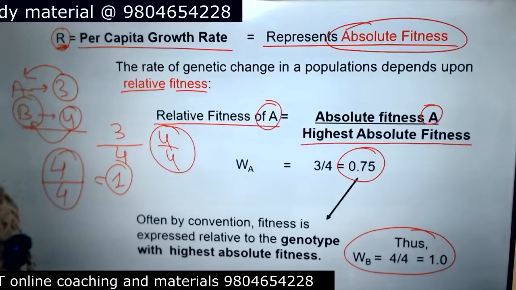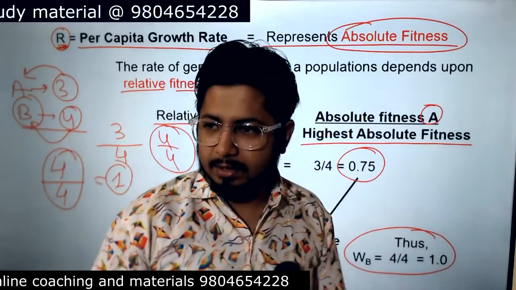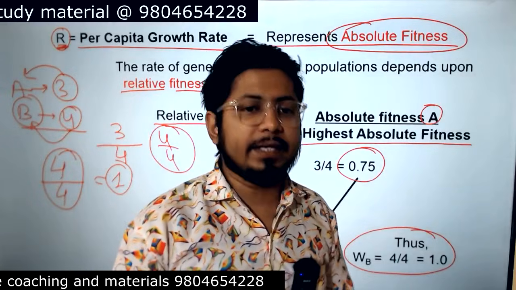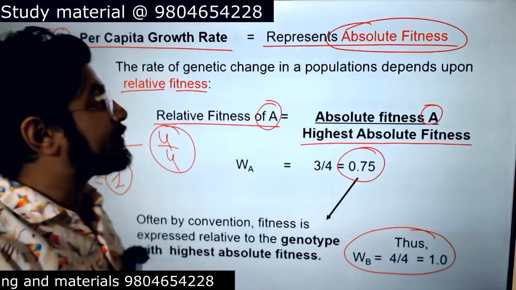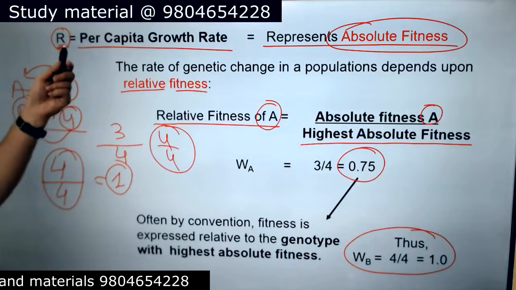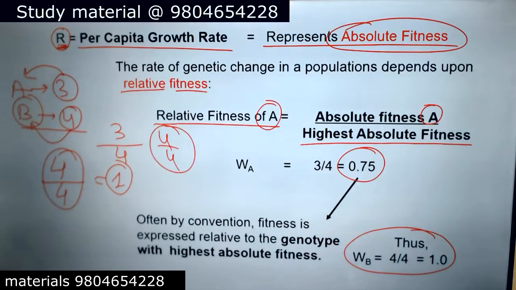So this is the idea that you need to understand. Okay? The idea of fitness, the idea of absolute fitness, relative fitness. And you can term the absolute fitness as per capita growth rate. Okay?